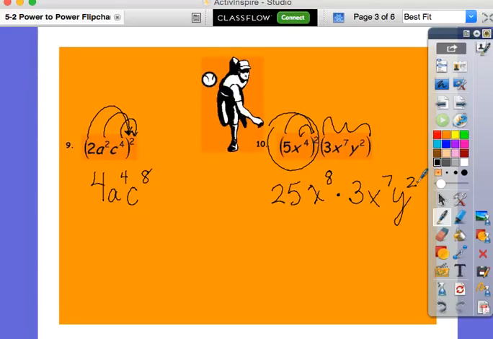Okay? We learned in the previous lesson that when we're multiplying, we multiply the coefficients first. That would give us 75. And then we are allowed to add exponents that have like bases. So x to the 8th times x to the 7th is just x to the 15th. And then we only have y squared. We don't have anything to combine it with, so we're just going to put y squared.